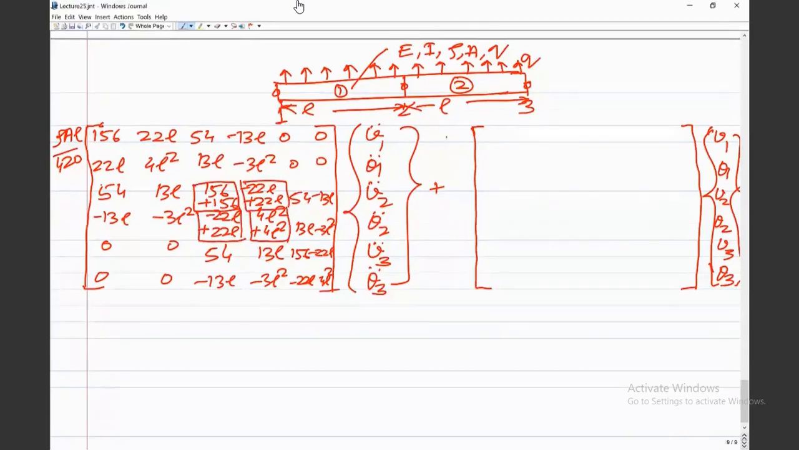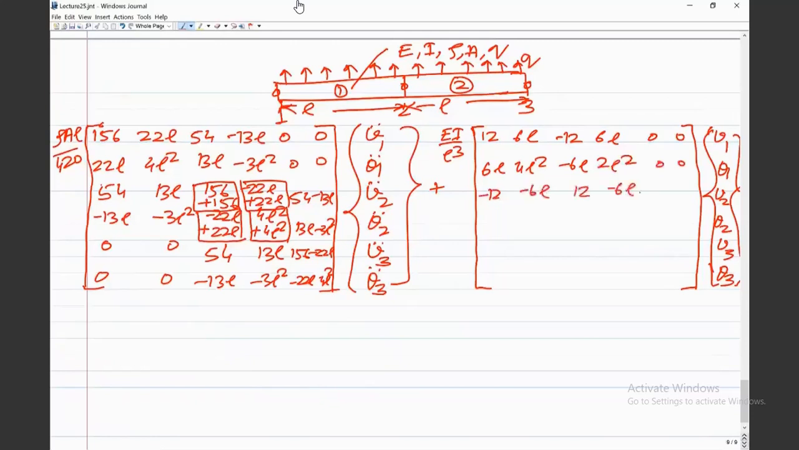Same thing now you do for the stiffness matrix. Let us say EI is the same for both elements, and L is the same for both elements. So EI by L cube can be taken as a common term. Then the first element contributions will go to the first 4 rows and columns. So we'll write here 12, 6L, minus 12, 6L, and then last two 0, 0. Then 6L, 4L square, minus 6L, 2L square, 0, 0. And then minus 12, minus 6L, 12, minus 6L. Then the last row of the first element: 6L, 2L square, minus 6L, 4L square.